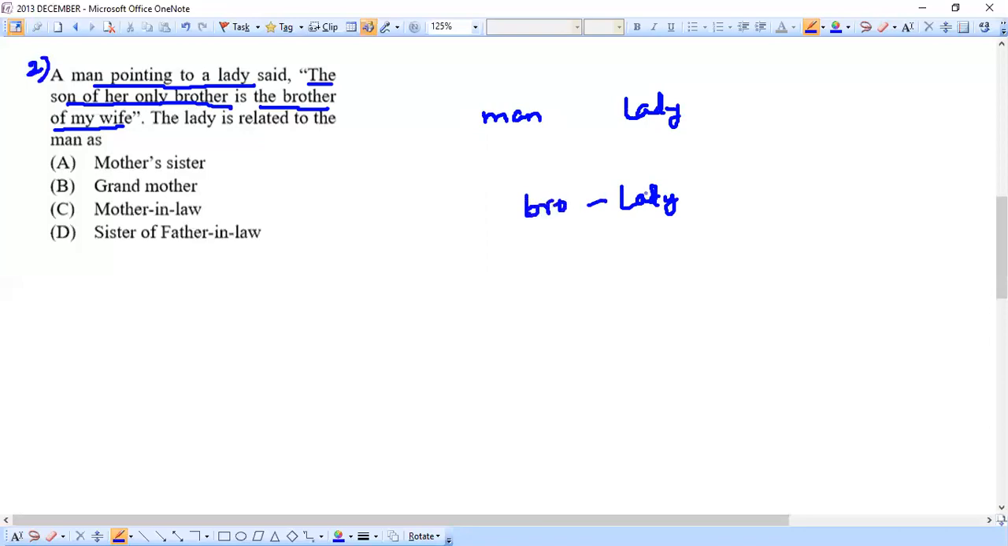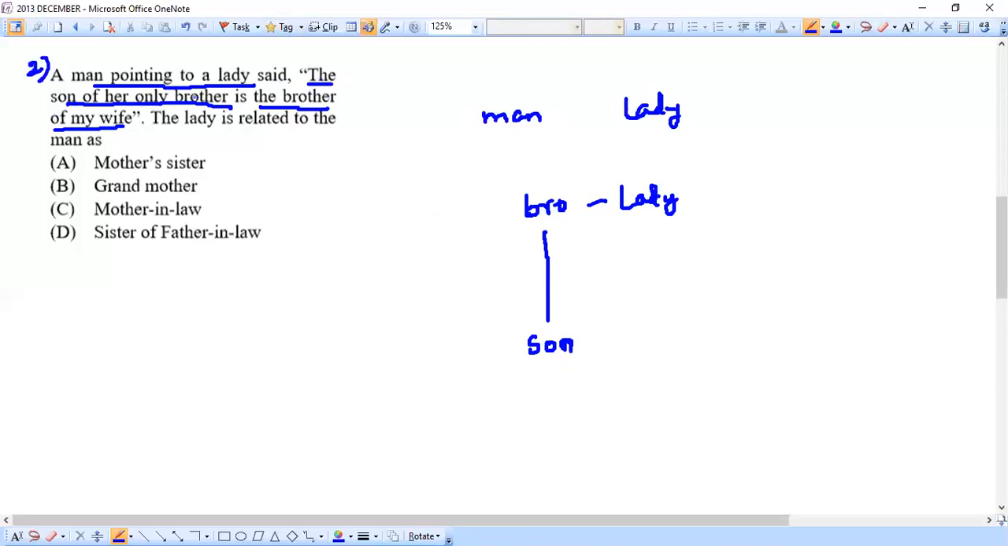We'll have it like this because the lady's brother, then definitely they both are from the same generation. The son of her only brother. This is what the statement says. So we start from the lady. There's a brother and this brother is the only brother for this lady. His son, the brother's son. This brother is having a son. So remember something properly. This lady's brother's son. Yes, we came till here.